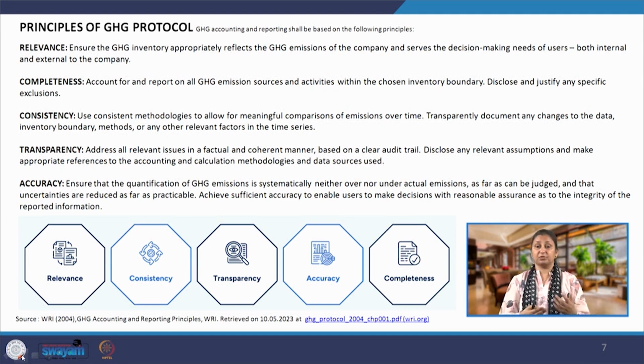They've been developed over years as part of GHG Protocol, but which ones are relevant to the industry, which ones are relevant to the company has to be identified. That is the first principle and very, very important. The other is completeness. So, we have to account for and report on all GHG emission sources and activities. So, the second principle is completeness. We have to account for and report on all GHG emission sources and activities within the chosen inventory boundary. So, first we have selected the inventories, and within that we have to talk about completeness.